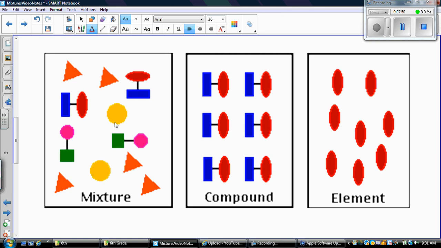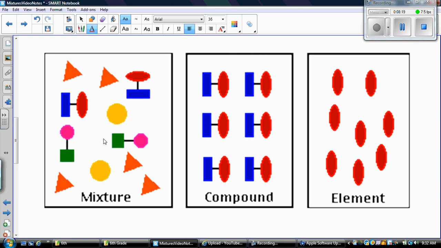Then we've got a mixture. If you notice, we've got a mixture that contains a compound. The triangles and circles are elements. And then the blue rectangles combined with the red oval, that's a compound, along with the green square and the pink octagon, that's chemically combined, that's a compound. So a mixture can be a mixture of elements and compounds.